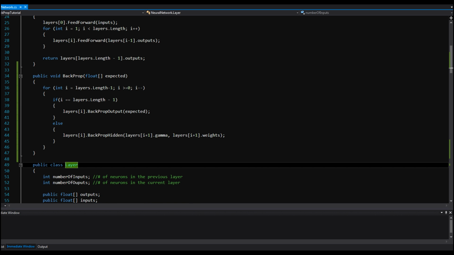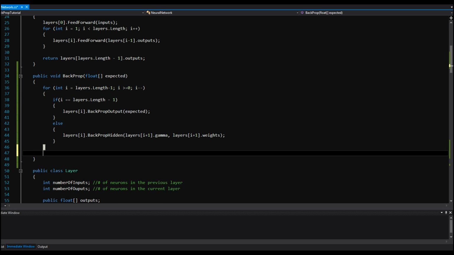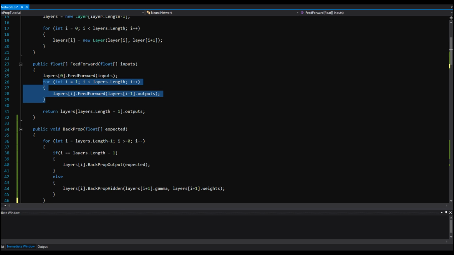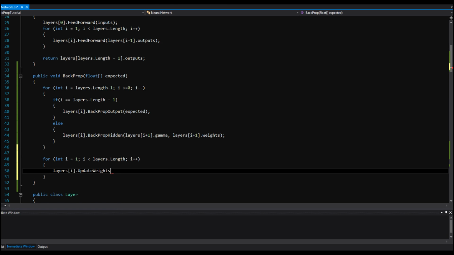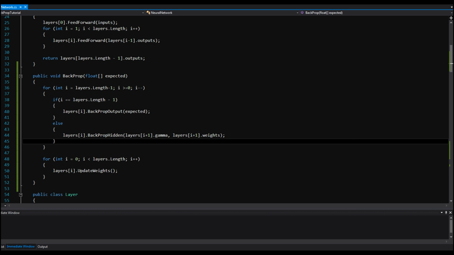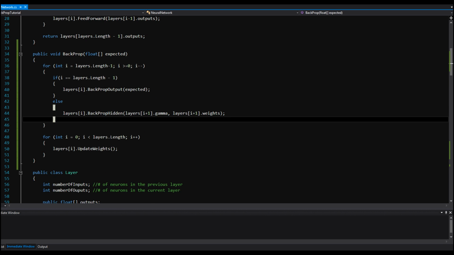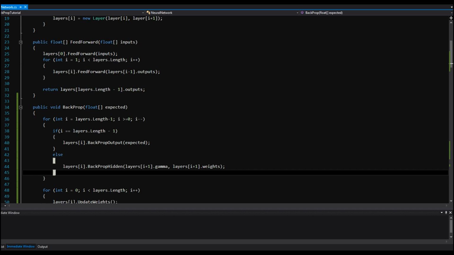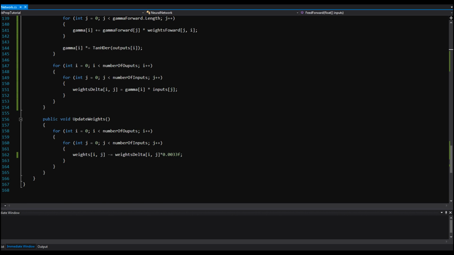And one final thing that we have to add now is we have to iterate over all the layers and actually update the weights. Update weights, this is supposed to be a 0, starting from the first index. That's it. Our backpropagation is now complete. We can go ahead and actually test this out now, see if it actually works properly or not.